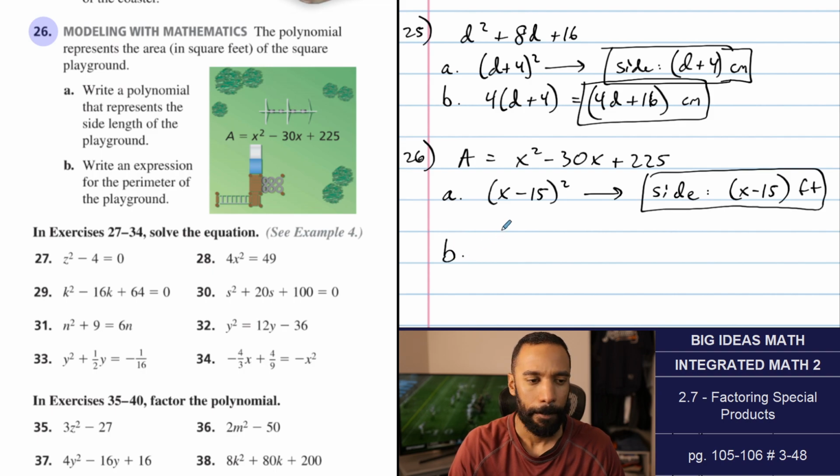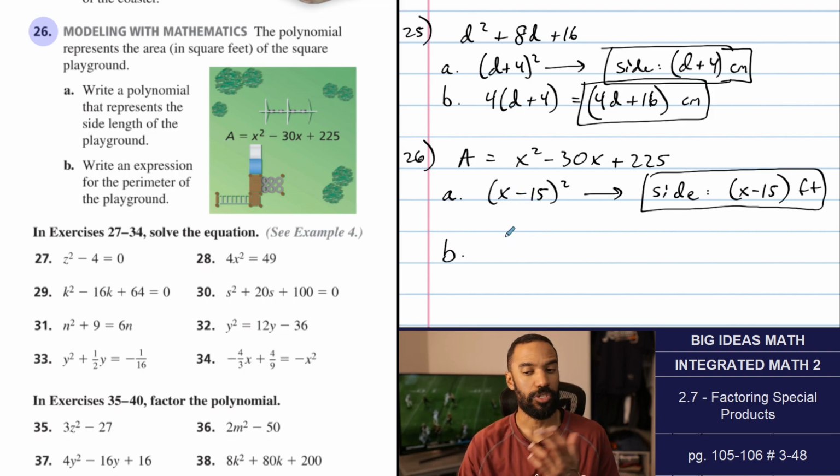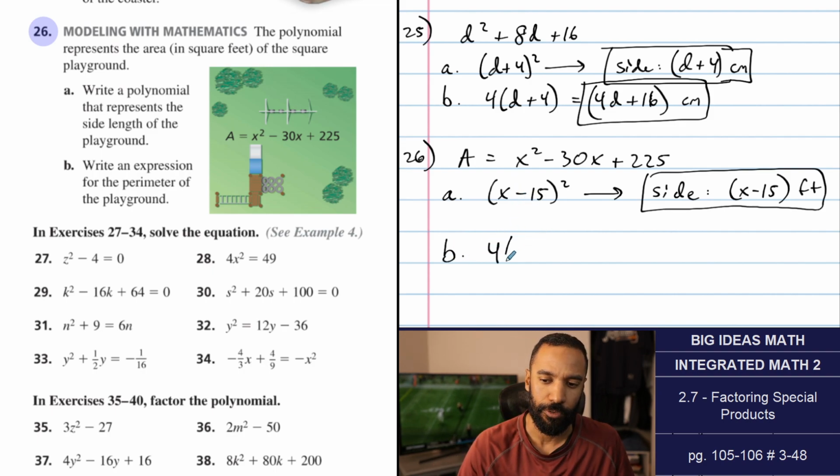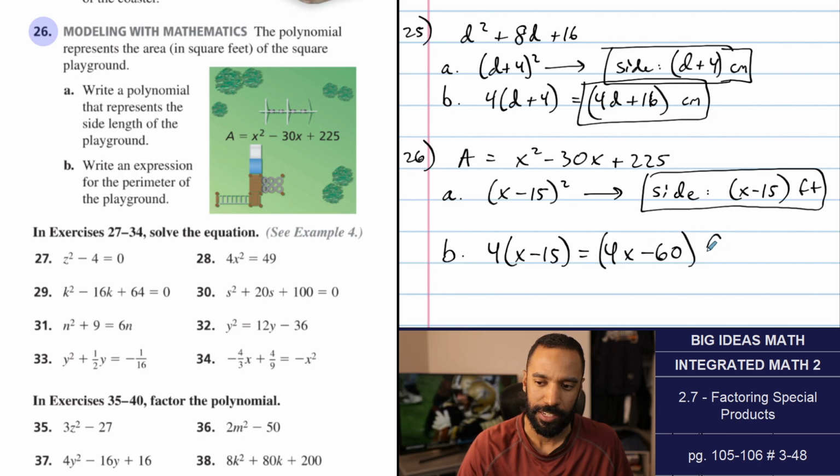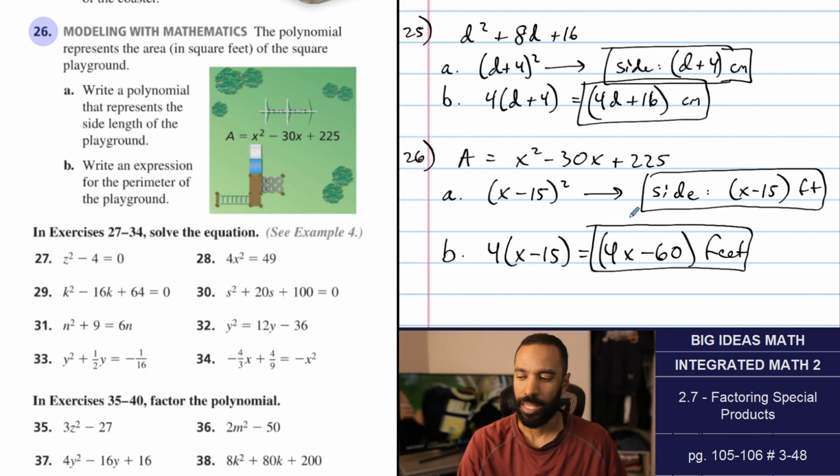Part B, write an expression for the perimeter of the playground. So very much like the last one, we're going to be doing 4 times a single side length, x minus 15, which is 4x minus 60, and this is also in feet. Like that. And that is that.